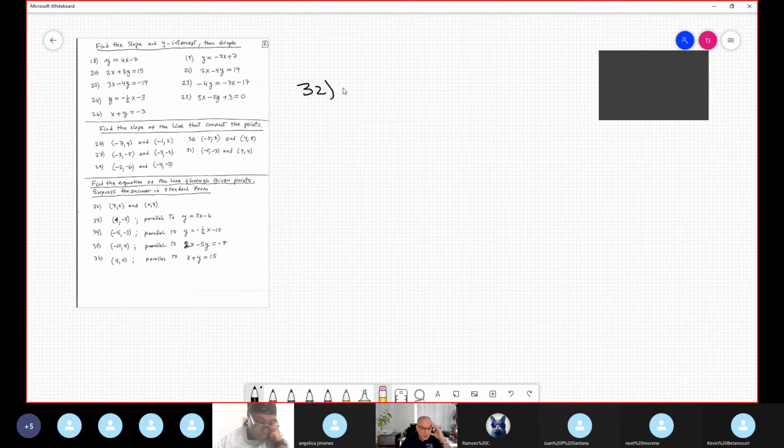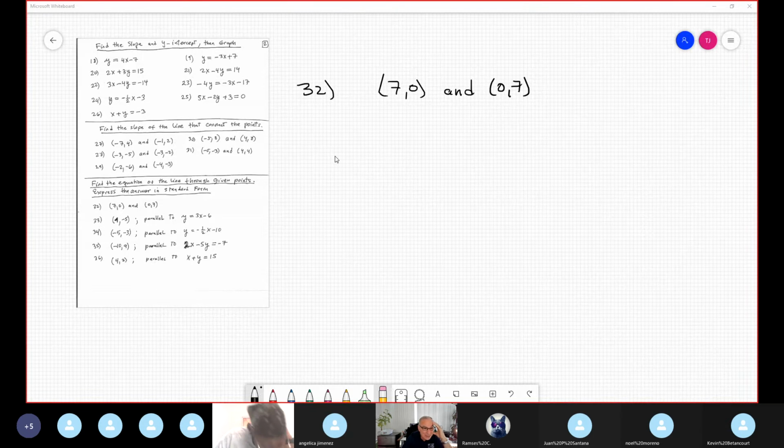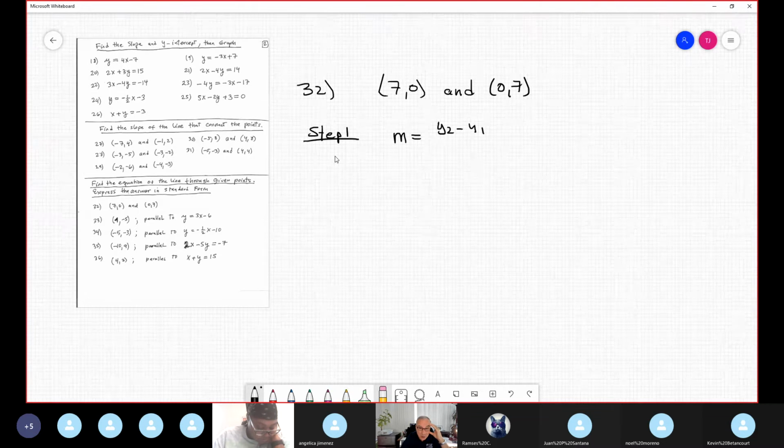So we have 2 points now: 7,0 and 0,7. And the answer we expect is the equation of the line connecting these given points. This problem has two steps. In step 1, we compute the slope exactly the same as before. Slope is equal to y2 minus y1 over x2 minus x1.